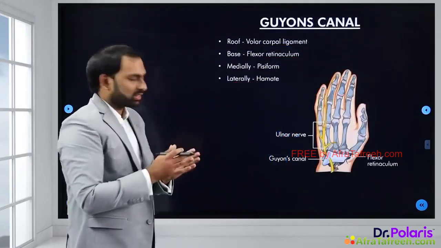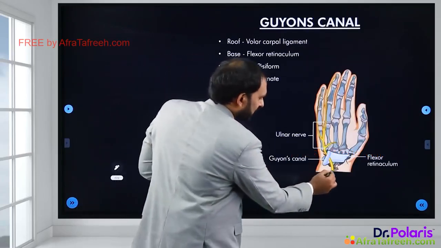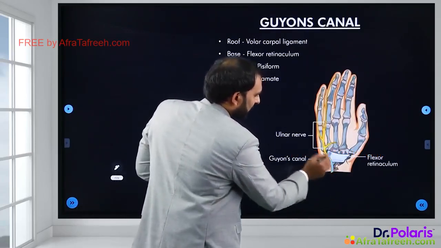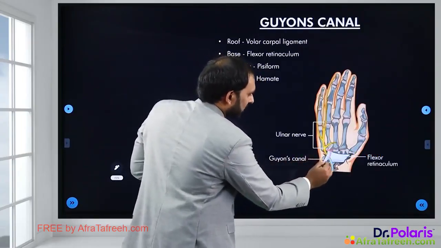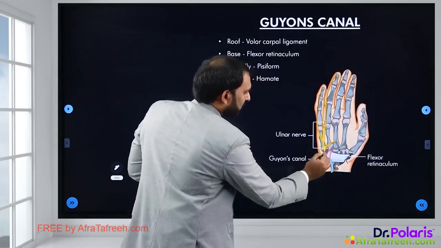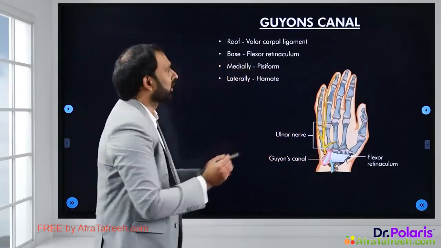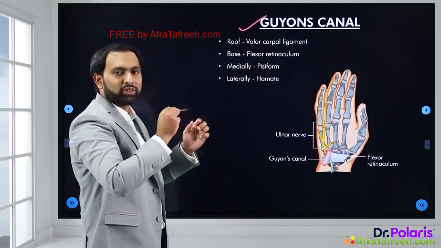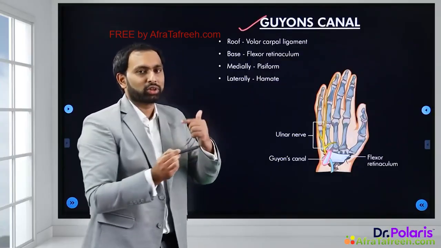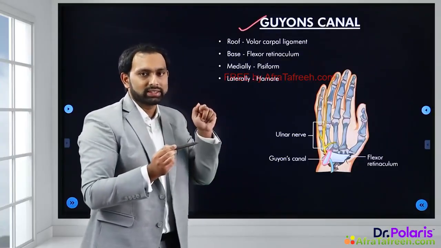Once it passes the flexor retinaculum, so here you can see it is passing through the flexor retinaculum, and after that it enters a canal. This canal, which is present distal to the flexor retinaculum, is called the Guyon's canal. So the ulnar nerve, after crossing the wrist joint, enters this Guyon's canal.